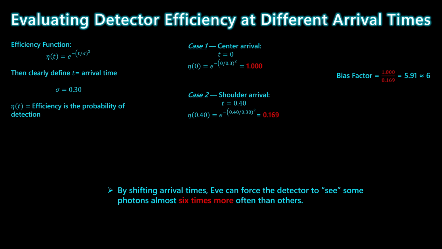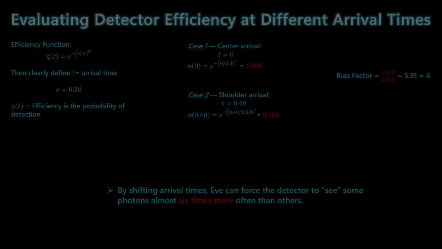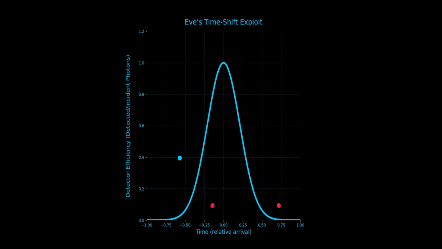This sensitivity to timing is precisely what an attacker can manipulate, and in the next depiction we will examine how Eve leverages these probability differences to bias the receiver's measurements while remaining hidden within normal channel loss. In this depiction, we illustrate how an eavesdropper can exploit the time-dependent response of a realistic detector to bias which events are ultimately observed by the receiver.